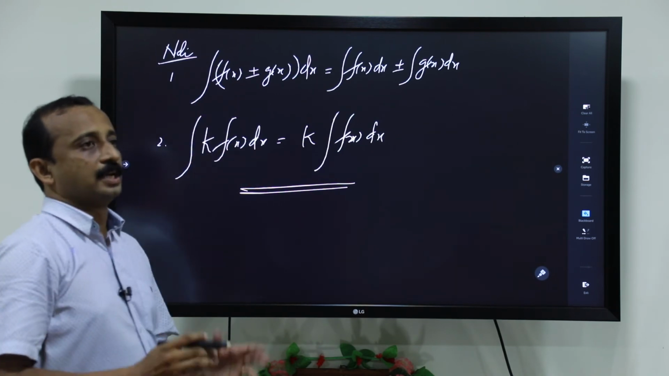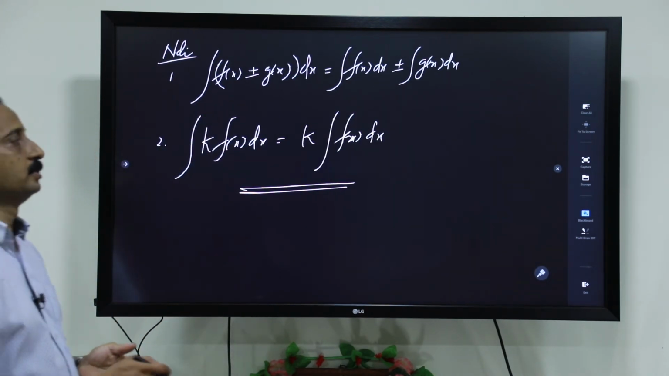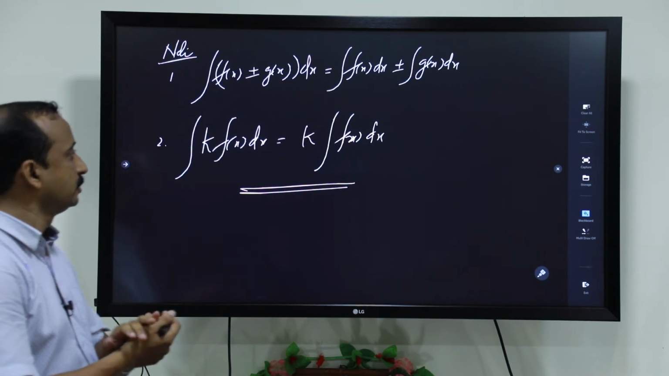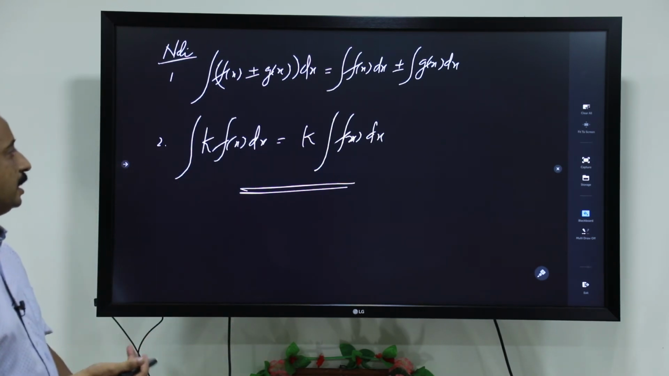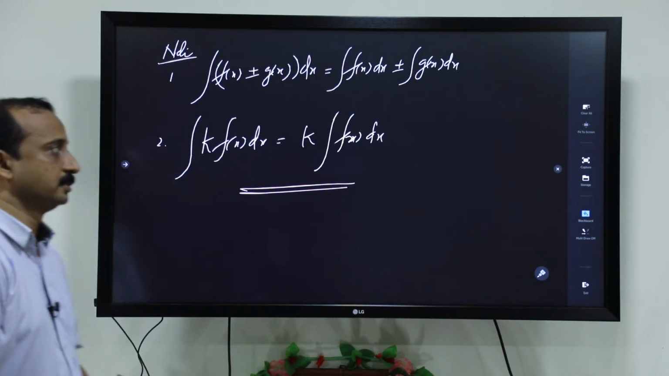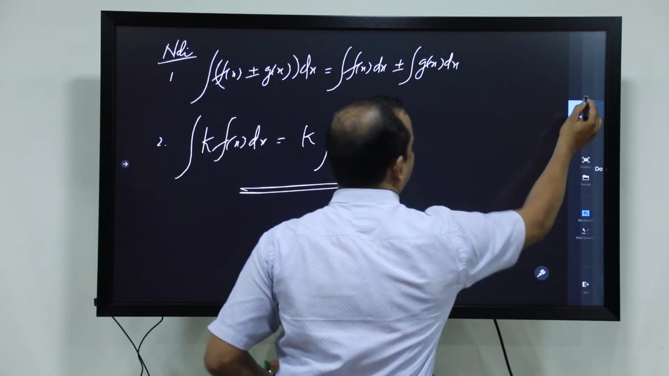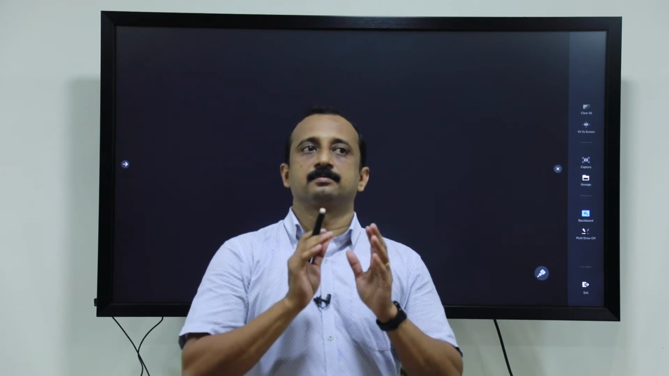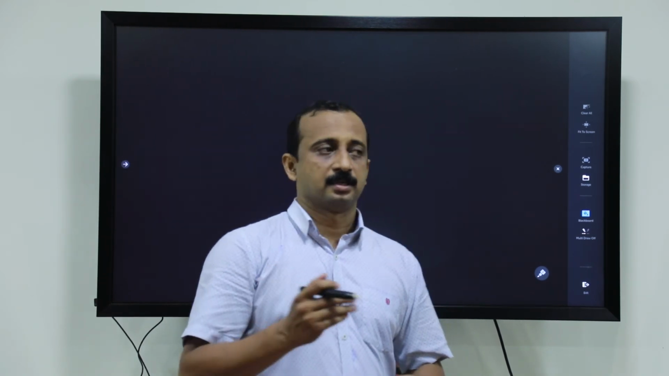That is, integral of f of x plus or minus g of x into dx gives integral of f of x into dx plus or minus integral of g of x into dx. Second is integral of k into f of x into dx equal to k into integral of f of x into dx. Okay. So, learn these formulas by heart and do some problems based on this topic, which will be discussed next class.